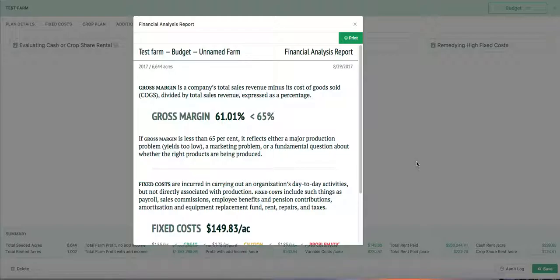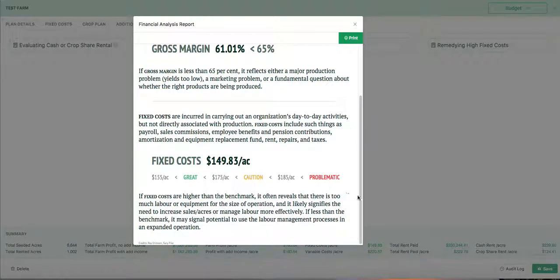Secondly is fixed costs, and I think that's something that we all have to take a real hard look at. This is everything to do with anything that isn't a variable cost, and all variables are basically seed, fertilizer, chemical, and crop insurance. So in this case, this is all the fundamental things.